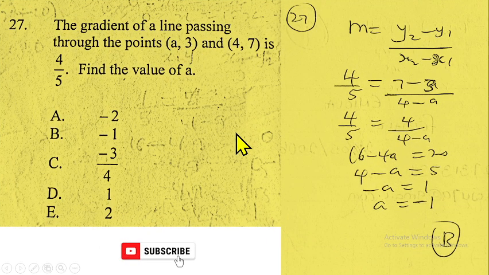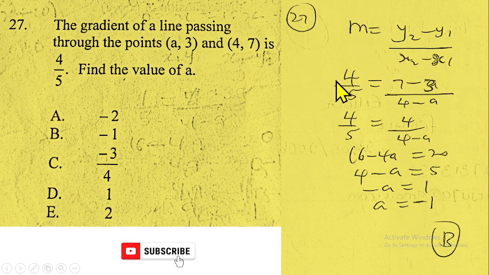Question number 27 is also on coordinate geometry. In this case, you are working on gradient, given the coordinates of 2 points that the line passes through. The gradient of a line passing through the points (a, 3) and (4, 7) is 4/5. Find the value of a. So what is the gradient of a line given the 2 points that the line passes through? Gradient is equal to (y2 - y1)/(x2 - x1).